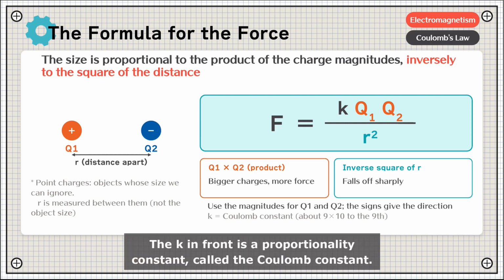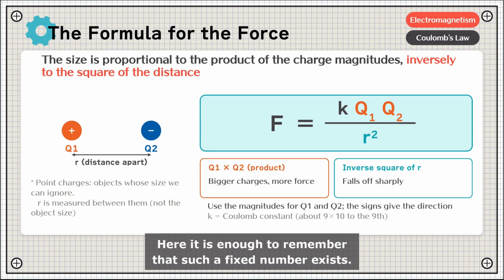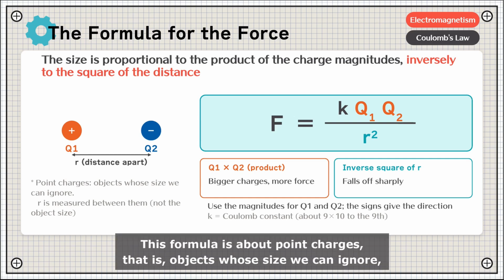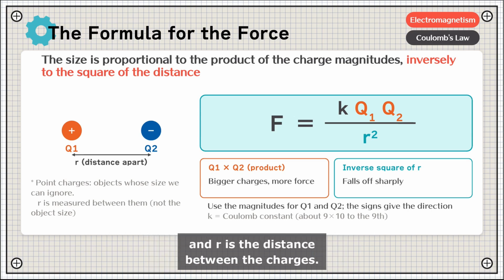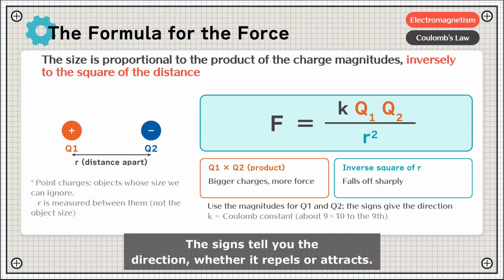The k in front is a proportionality constant, called the Coulomb constant. In vacuum it is about 9 times 10 to the 9th. Here it is enough to remember that such a fixed number exists. One more thing. This formula is about point charges, that is, objects whose size we can ignore, and r is the distance between the charges. Into Q1 and Q2 you put the magnitudes, with the signs removed. The signs tell you the direction, whether it repels or attracts.